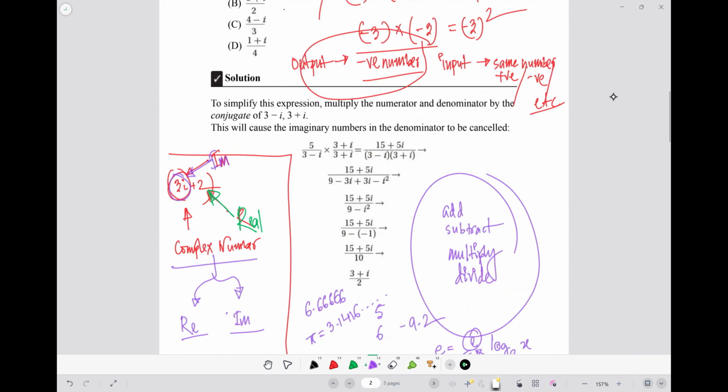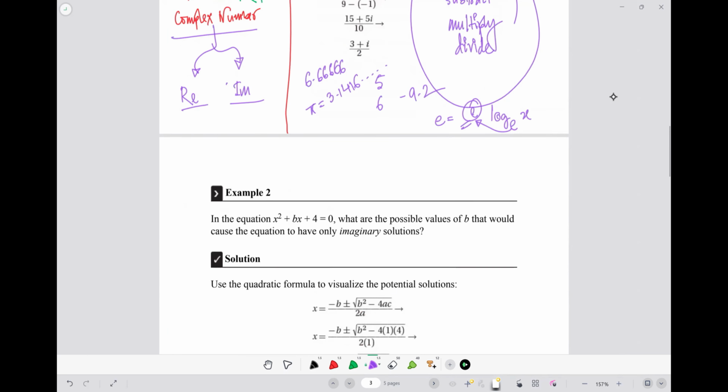you just need to add the imaginary side with the imaginary side, and you just need to add the real side with the real side. For example, if we just add 3 plus 2i plus 4 plus 2i, you just need to add this real part with this real part, and you just need to add this imaginary part with this imaginary part. As simple as that. Okay, do you get it?